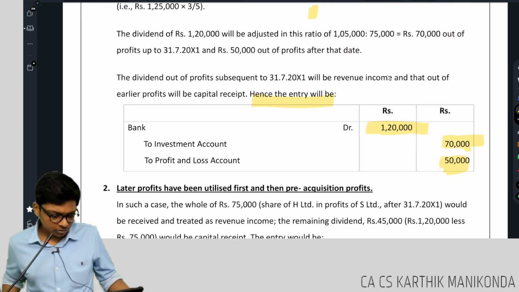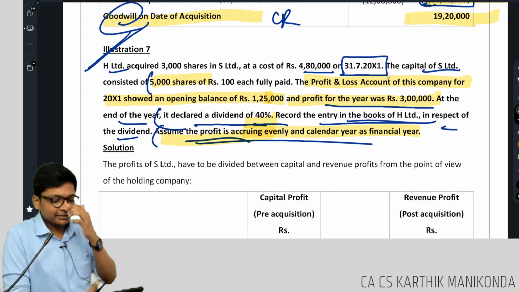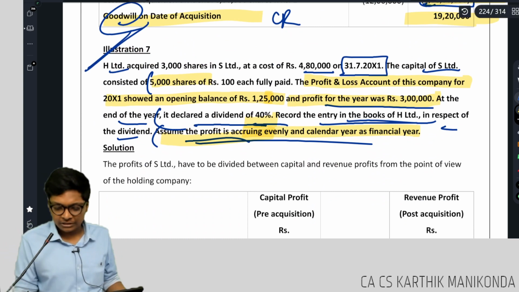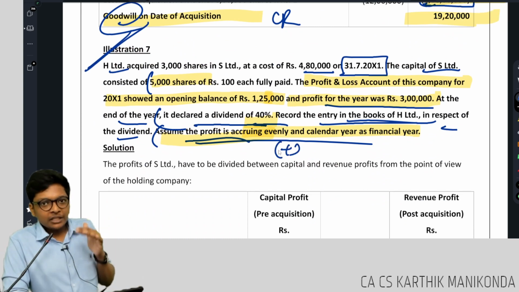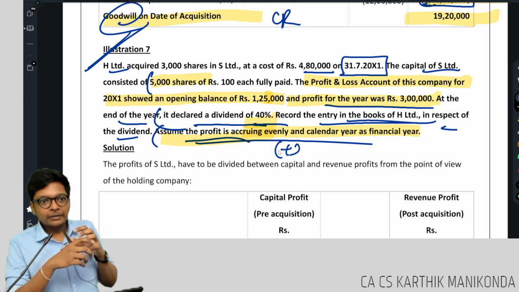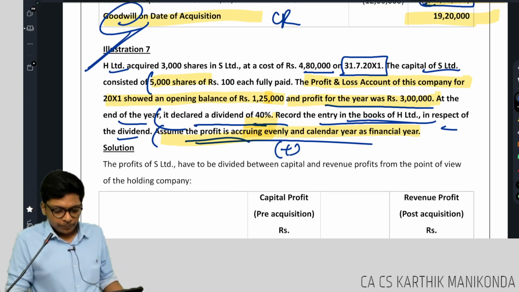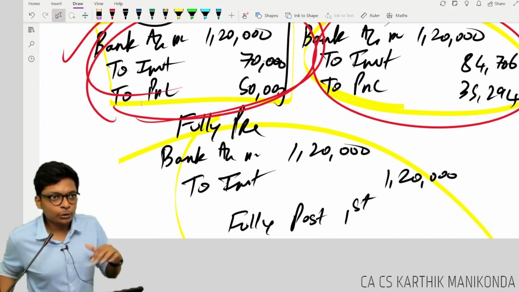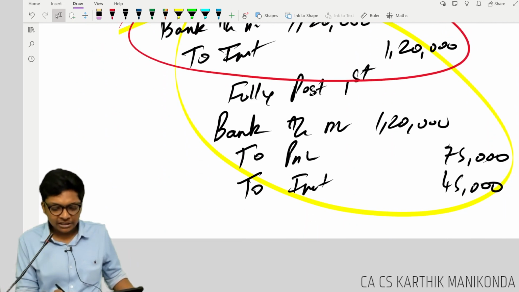We did seven now. Okay, I think we don't have a sum like that in the book, but I will try to get that question for you. Imagine the same sum. You add another point. If they say, what if the company declares dividend in the ratio of pre and post? Then you will take this as the answer. What if the company uses pre first? Then this is my answer. What if the company uses post first?